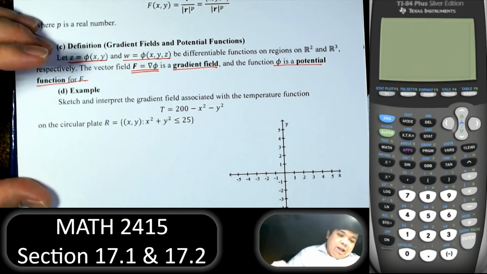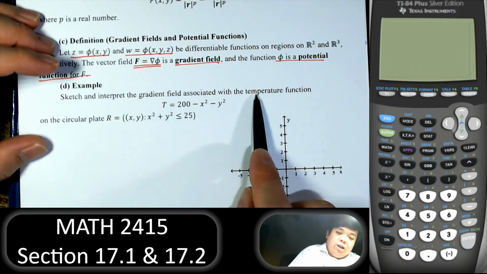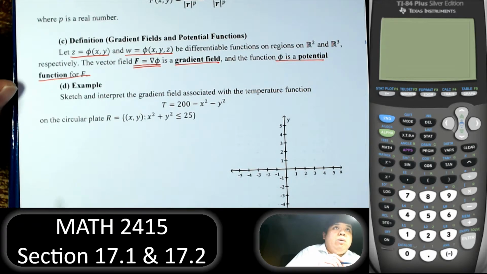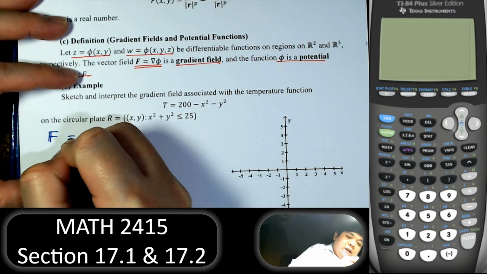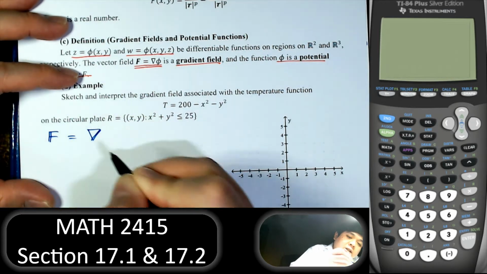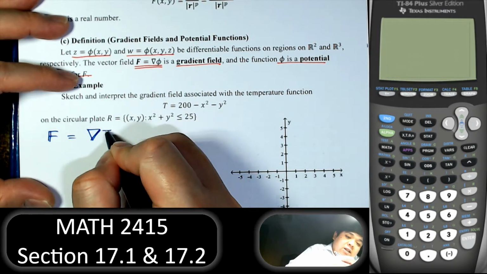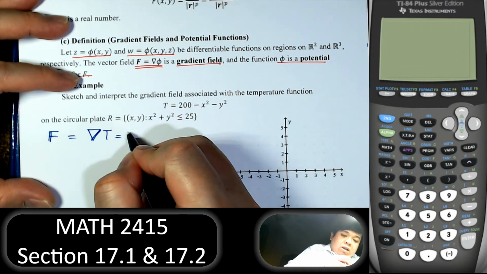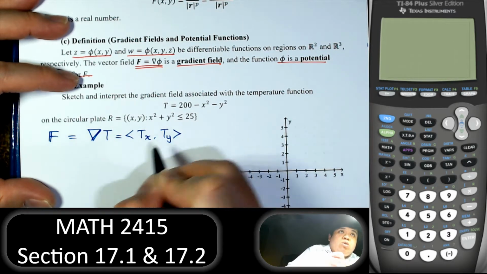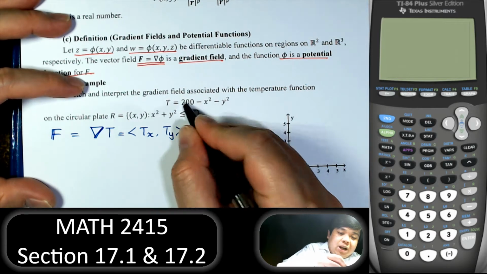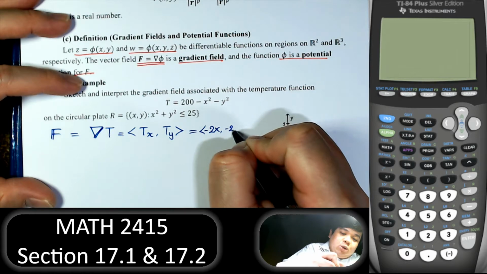Right. Here's an example. Sketch and interpret the gradient field associated with T = 200 minus x squared minus y squared. First we take the vector field equal to the gradient. The gradient of T means the partial derivative of T with respect to x and the partial derivative of T with respect to y. So we just have negative 2x and negative 2y.